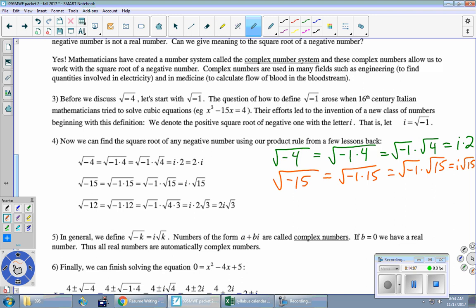And we'll do one last one. Square root of negative 12. That's a negative 1 times 12, split into two radicals.